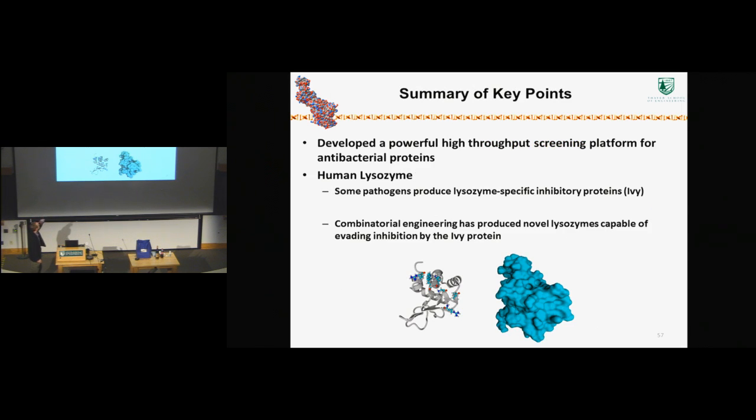So the summary here is that we have developed a powerful high-throughput screening assay for antibacterial proteins. And you can imagine that we could apply this in lots of different ways. What we've applied it to so far is engineering human lysozyme, which is susceptible to inhibition by proteins produced by pathogenic bacteria. In particular, the IV protein is what we've looked at. Once again, we used combinatorial protein engineering to develop lysozymes that evade inactivation by the IV protein.